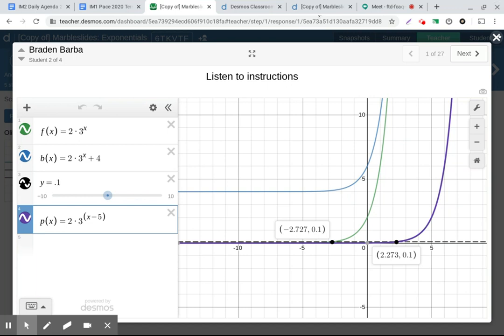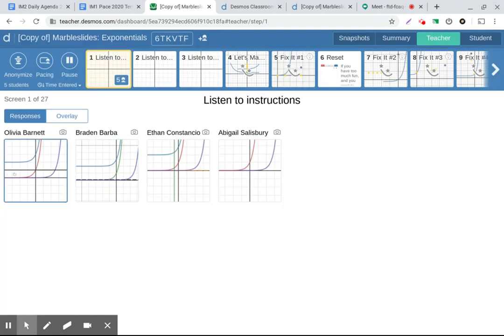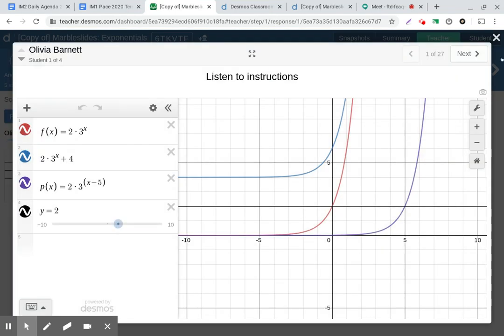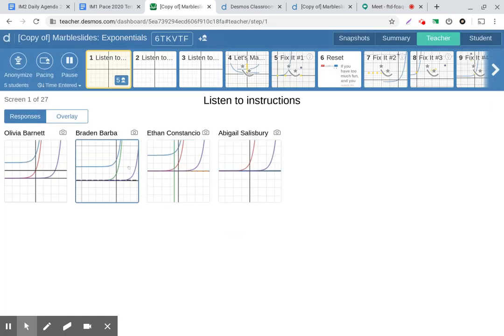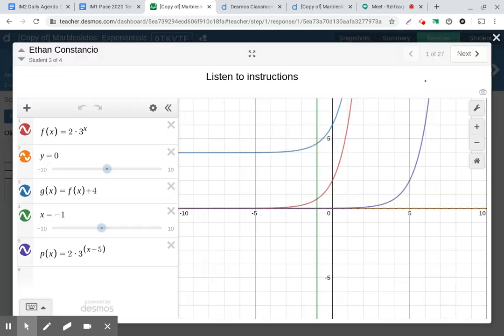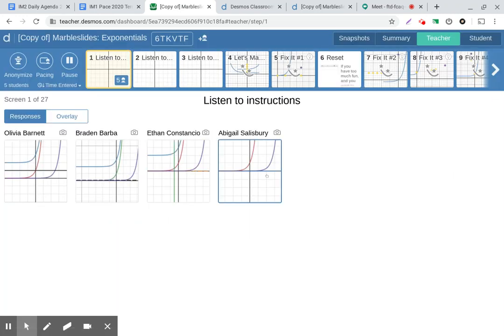All right, let me make sure everybody's on the right track here. We got Olivia. Good job, Olivia. Got the 5 units to the right. Called it purple. And then the one that you test is in black. Perfect. Ethan's got it. And Abby is, I think she's almost got, yep, she got the 5 units.